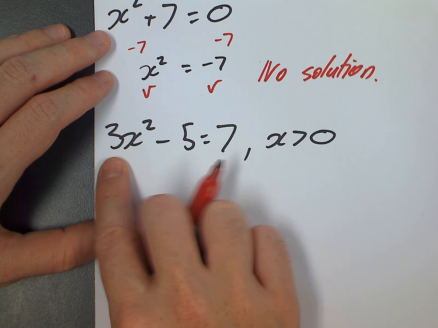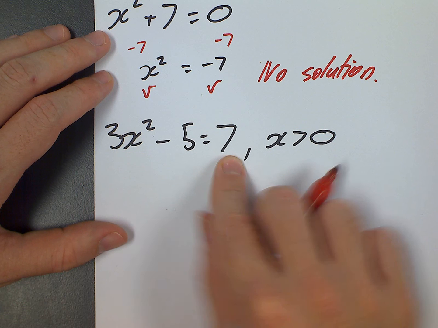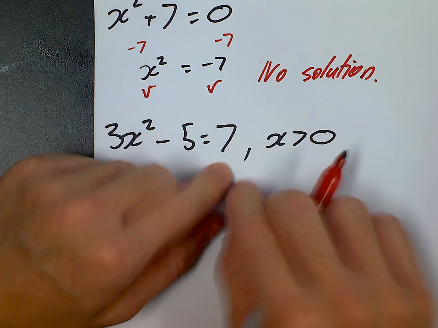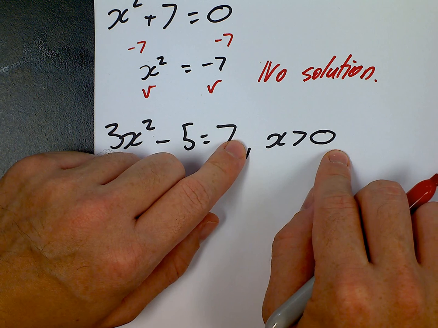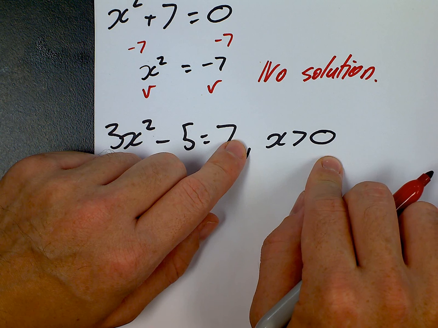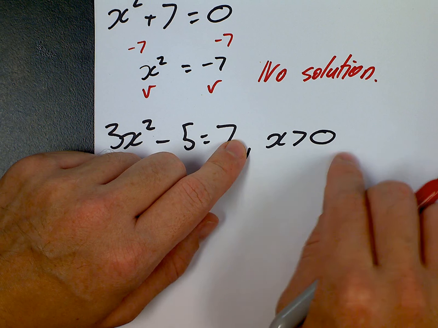Let's look at this. We've got 3x squared minus 5 equals 7, x is greater than 0. What this little part here, this comma, is, is like a side note: that x must be a positive value. We might end up with 2 solutions, but we can only choose one, and it has to be the positive one. x is greater than 0, x must be positive.